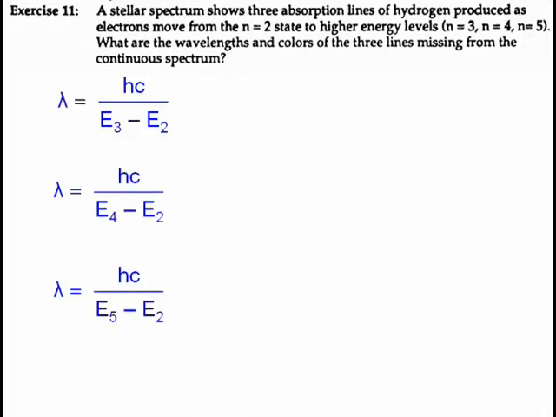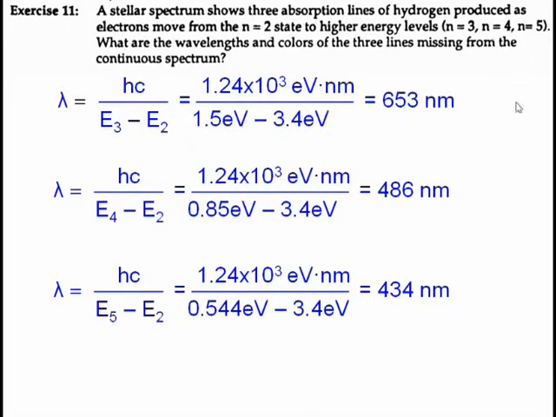All right, so the next one, we're going from the second state to the third, fourth, and fifth. So we have 3 calculations to do. And again, I'm using my eV nanometers hc constant. That way I get all my answers in nanometers. And you should recognize that these are all within the visible range of light.